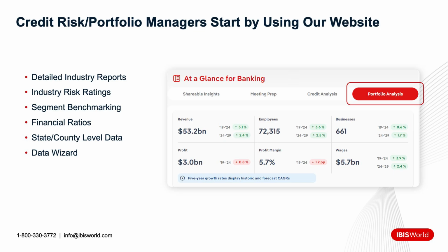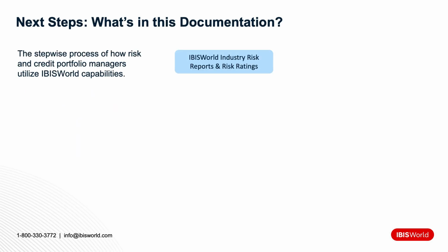Credit risk executives and portfolio managers begin by using our website, in particular following the Credit Risk tab in My IBISWorld for Banking. Here, clients access IBISWorld's industry reports and risk ratings, as well as our segment benchmarking, financial ratio, and state and county level data. Many have found our Data Wizard a convenient way to locate and download unique data that can be easily incorporated within their workflows. So, what are the next steps typically taken by risk and credit portfolio managers?